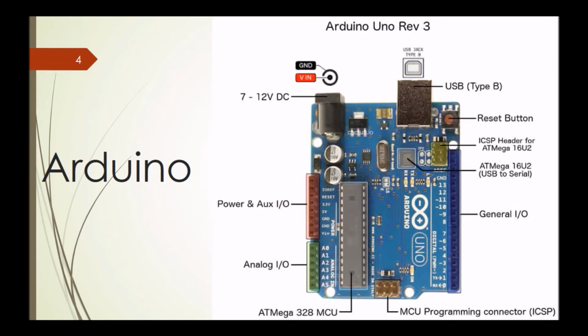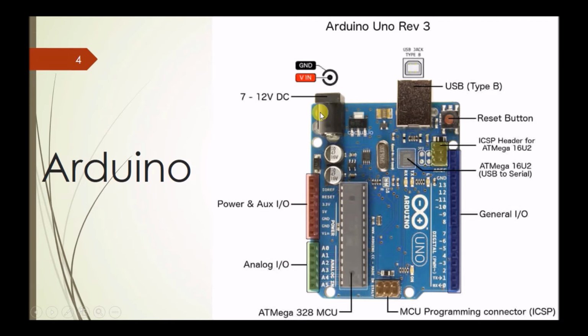So this is the USB connector, which connects this AVR chip to the USB via this ATmega16U2 USB to serial IC. And this is the reset button, this is the general purpose input outputs, this is the analog input outputs, and power and auxiliary input outputs.